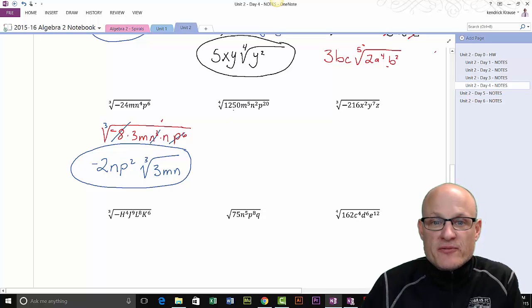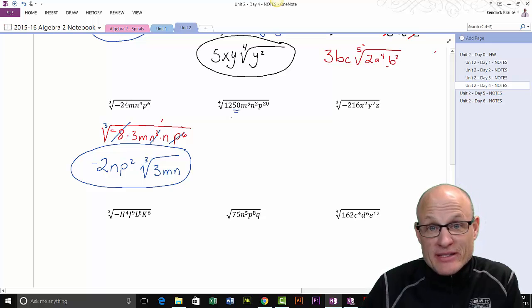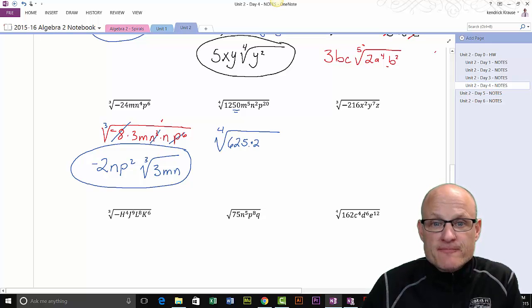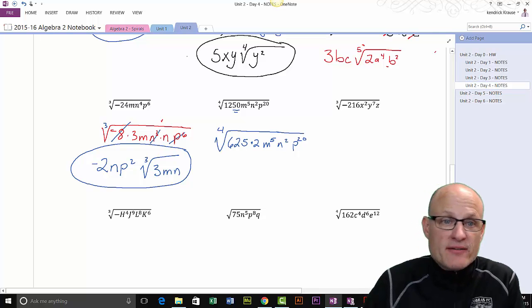All right, 1250. Probably going to be 5. If you remember correctly, or if you want to go back up, the perfect fourth with 5s is 625. So 625 times 2 is 1250. Now we're looking for fifths, so m to the fifth is okay. n squared, can't really touch that. And p to the 20th is okay, because that's a multiple of 5. It doesn't matter, as long as it's a multiple of 5.